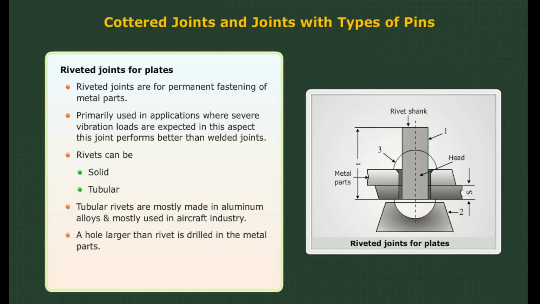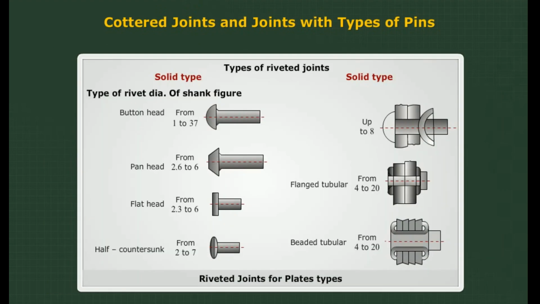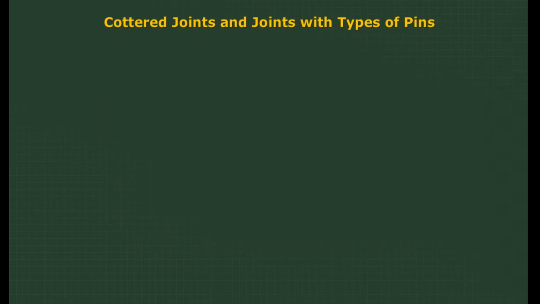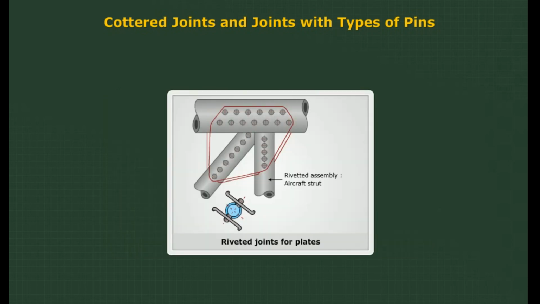A hole larger than the rivet is drilled in the metal parts. The rivet is inserted. The protruding part of the shank is upset to form a head. Various types of riveted joints are listed here. Riveted lap joint and butt joints are shown here. Typical applications of riveted joints are boilers, ships, bridges, and aircraft structures.